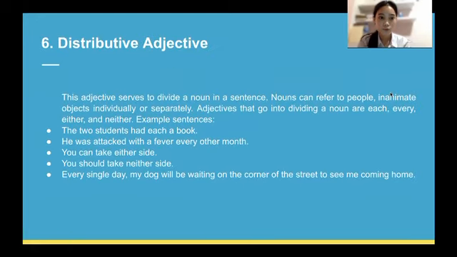Six, distributive adjectives. This adjective serves to divide a noun in a sentence. Nouns can refer to people or inanimate objects individually or separately. The adjectives used to divide a noun are each, every, either, and neither. Example sentences: The two students had a book each. He was attacked with a fever every other month. You can take either side. You should take neither side. Every single day, my dog waits on the corner of the street to see me coming home.